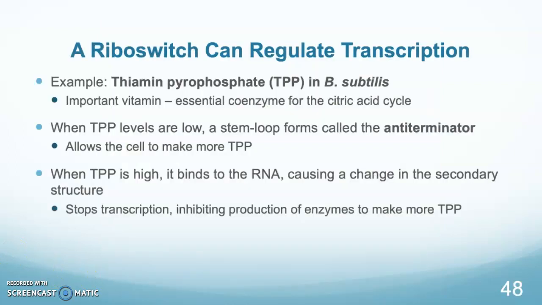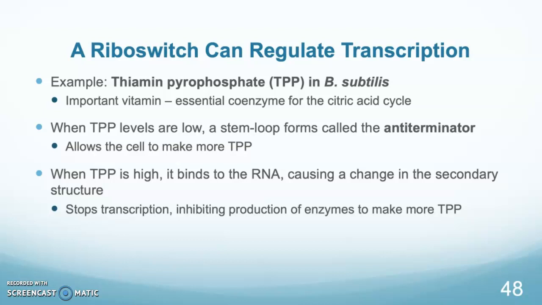So let's look at a riboswitch that can regulate transcription. These are fairly well studied in bacteria at this point. The one we're going to look at is thiamine pyrophosphate in Bacillus subtilis, which is a bacterial cell. And this is a really important vitamin, because it plays a role as an essential coenzyme for the citric acid cycle.